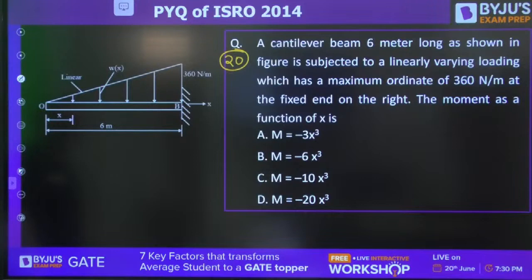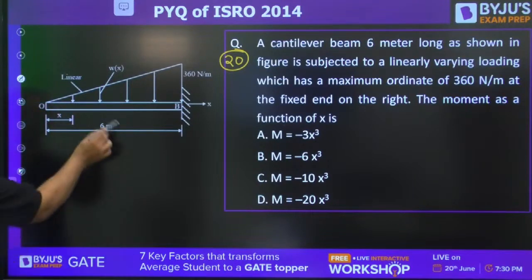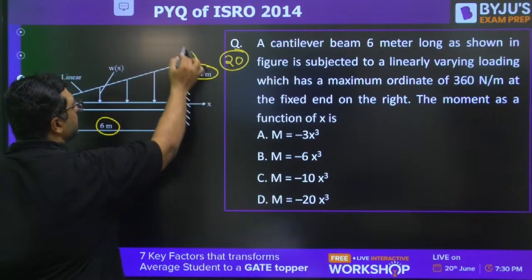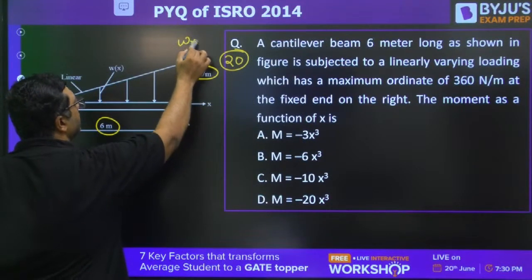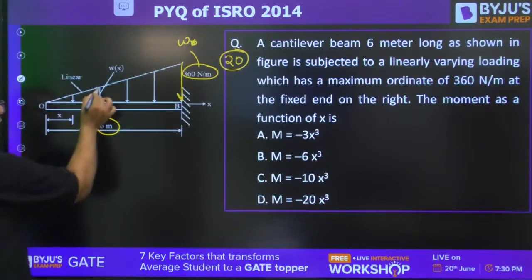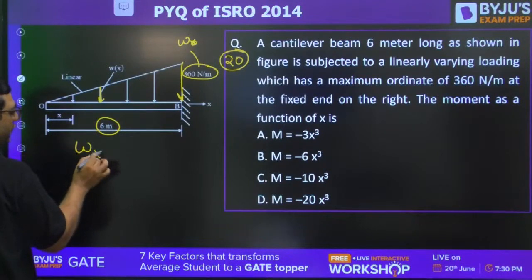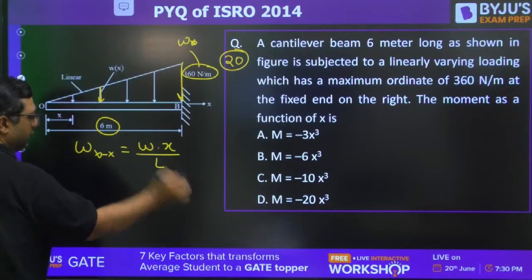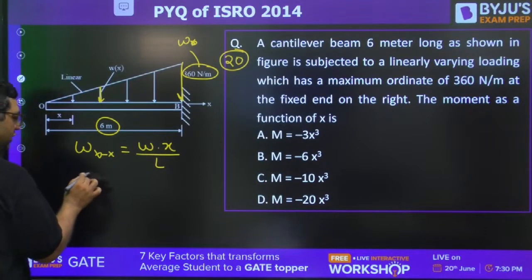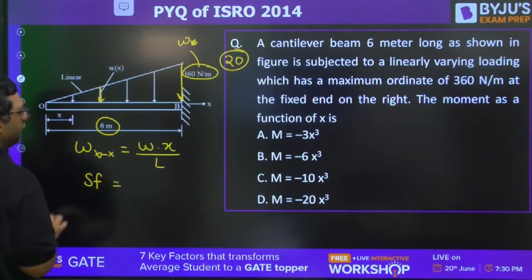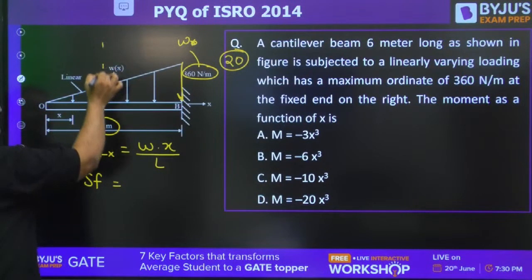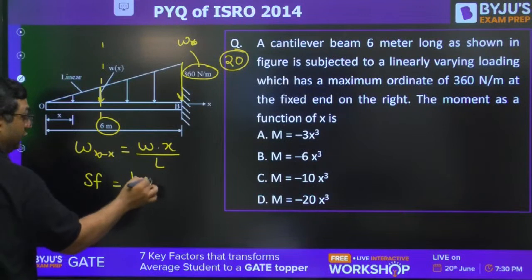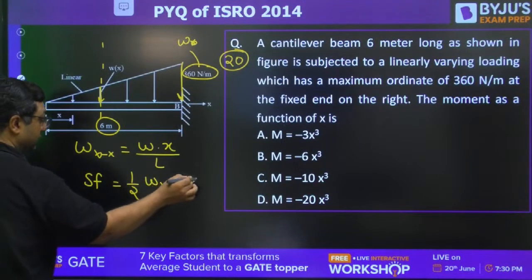There you can see the dimension is 6 meter. This value is 360 Newton per meter. This is w_x, sorry, w. You know w_x as a function of x is w into x by L. So if you want to write down the shear force, at a section it is the area of the triangle, half into w_x into x.